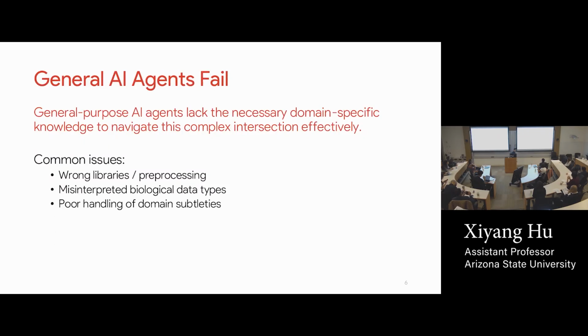This is why we often see general agents fail in this study, because they don't have the necessary domain knowledge required to navigate such complex drug discovery tasks. Some common issues we see include calling the wrong libraries. They would do wrong pre-processing of biological data. Also they somehow misinterpret biological data as a regular spreadsheet, and there are often a lot of domain subtleties.